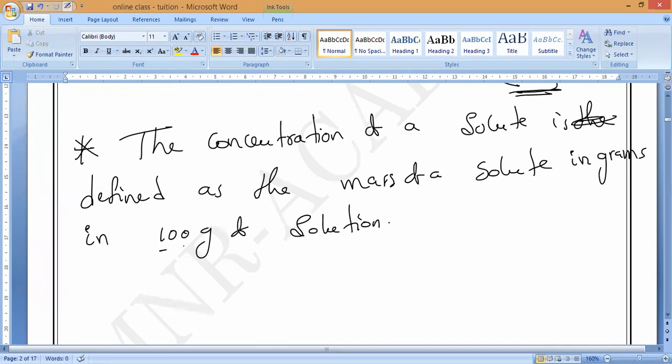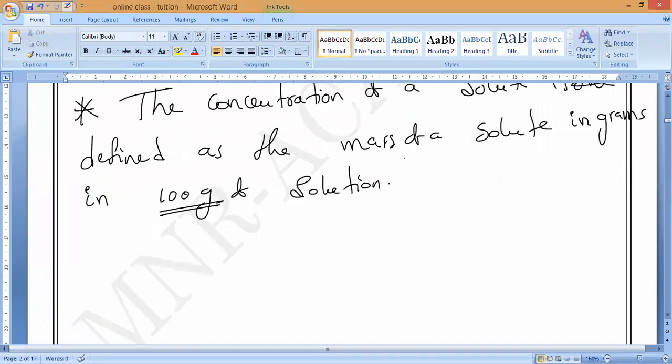So, if we calculate for 100 grams, it could equal 1000 grams, or 10,000 grams, or 1 lakh grams. Everywhere the concentration is there. That is what you have to say. But if you go for bulk quantity, calculations will be very difficult. That is why we calculate for 100 grams.